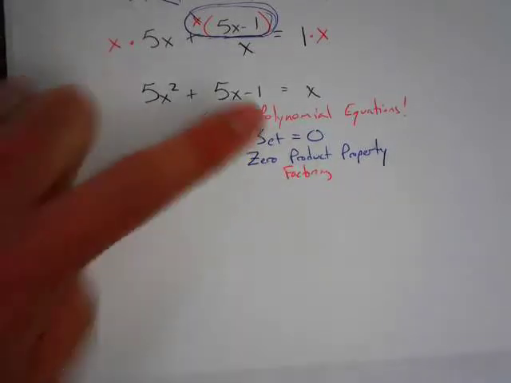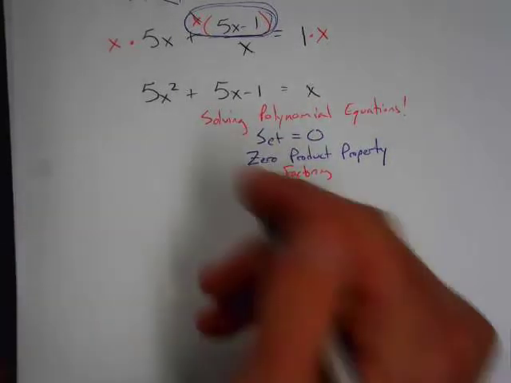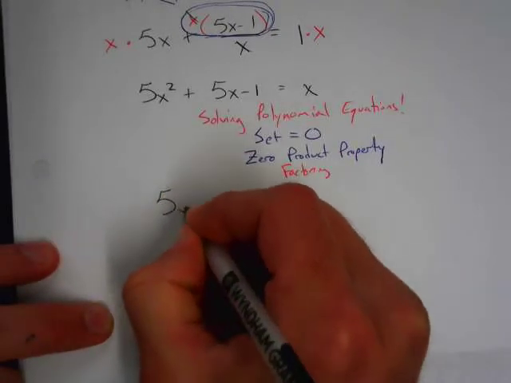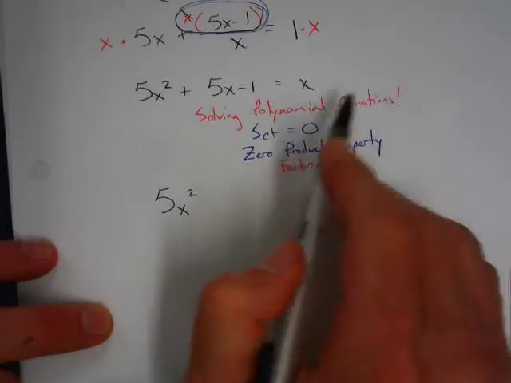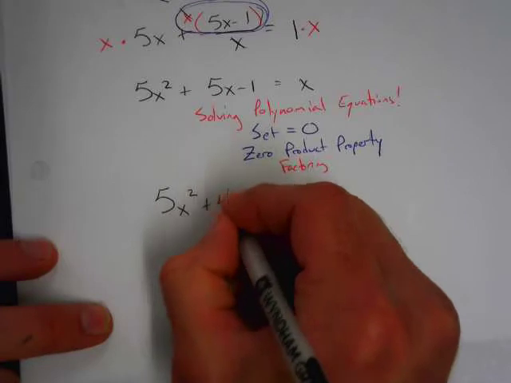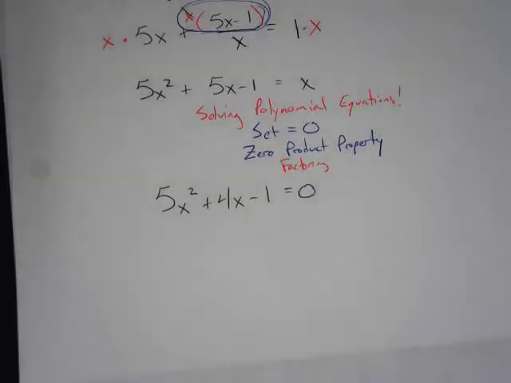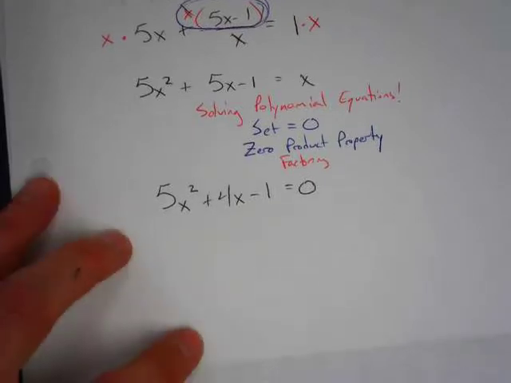Anyway, what do we do for solving polynomial equations? We set things equal to 0. I have an x here, so I'm just going to subtract x from both sides. My 5x squared stays 5x squared. If I subtract x from both sides, that means I have plus 5x minus x, or plus 4x, and then minus 1 equals 0.